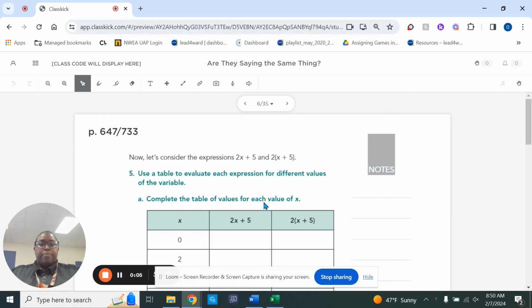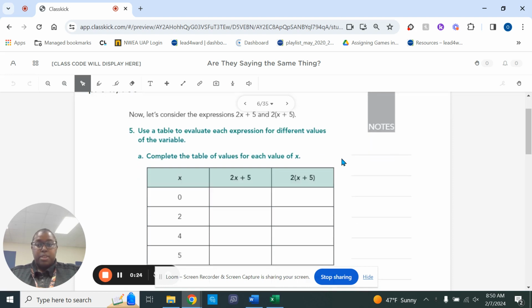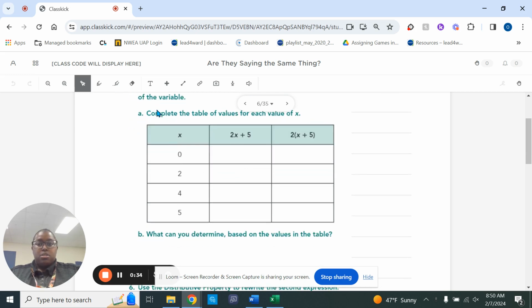So, I'm making this video for my second example just in case things get a little bit too much. So it says, now let's consider the expression 2x, or 2 times x, plus 5 and 2 times the quantity x plus 5. Use the table to evaluate each expression for different values of the variable. Complete the table of values for each value of x. So let's begin. x equals 0, 2, 4, and 5.